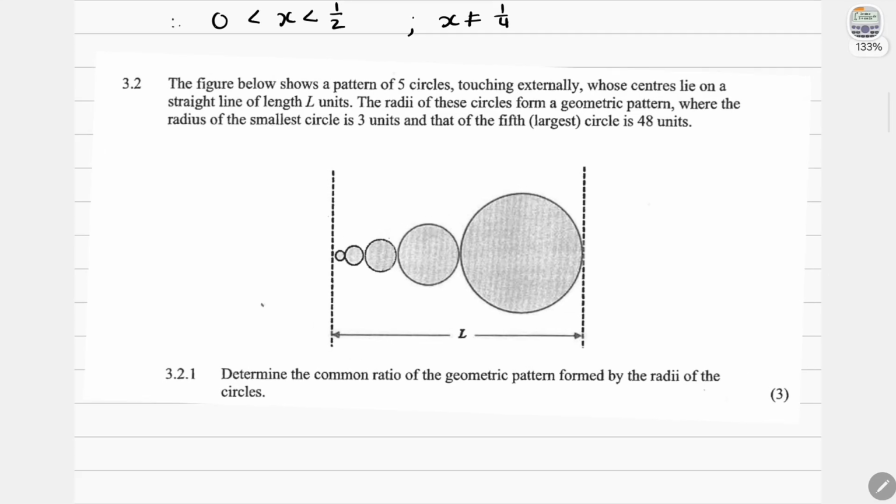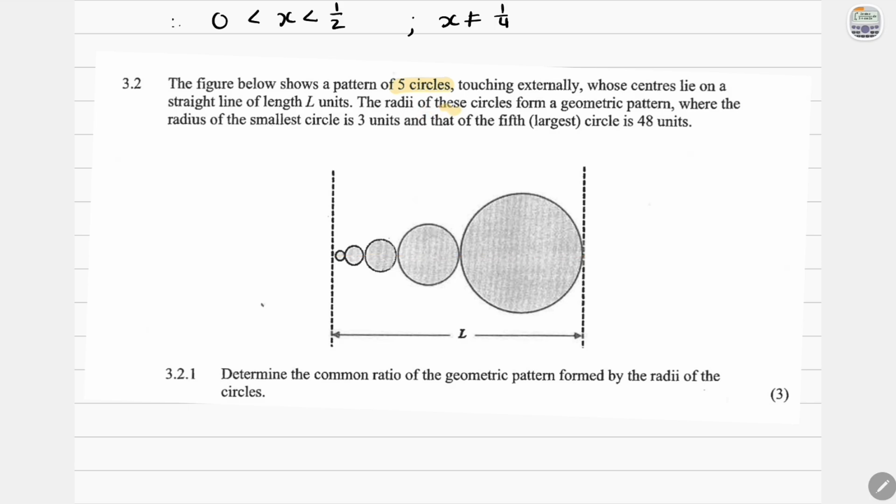Question 3.2 says, the figure below shows a pattern of 5 circles touching externally, whose centers lie on a straight line of length L units. Okay, so this is just what we have. They are touching each other just right outside. And then when we join this straight line, where all their radii are, it just forms a straight line with a length of L units. Probably going to be useful later, we'll see.